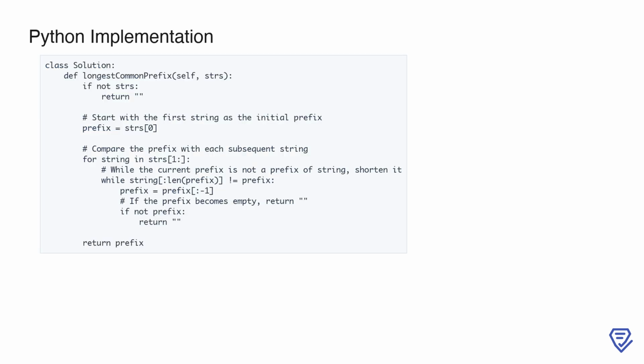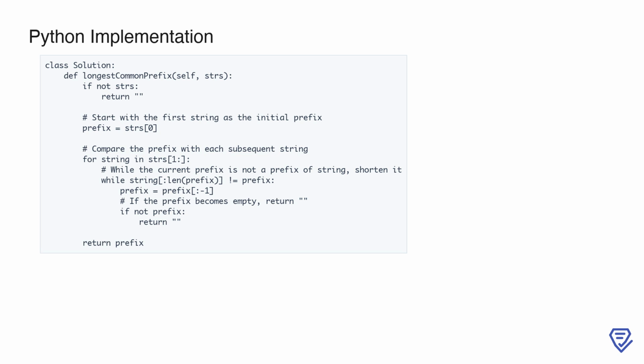This Python implementation solves LeetCode problem number 14, longest common prefix, using a horizontal scanning approach. The function begins by checking if the input list of strings is empty. If so, it immediately returns an empty string as the result. The algorithm initializes the prefix variable with the first string in the list. This serves as the initial longest common prefix.